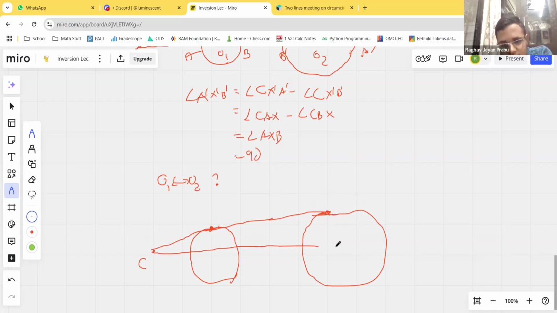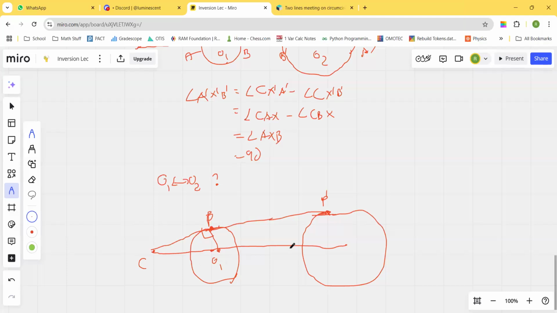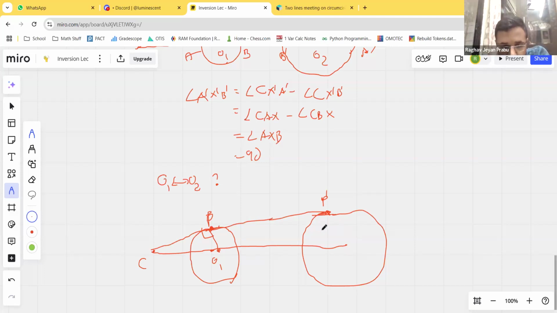Now let's look at what happens to the centers here. If this is the center, I know that this angle is 90. So what does that mean? Where will this point map to? Can anybody tell? If this is P and this is P dash, and this is the line, where will P dash map to? Where will O1 dash map to? P dash, a line at 90, parallel to OP. Line parallel to OP.